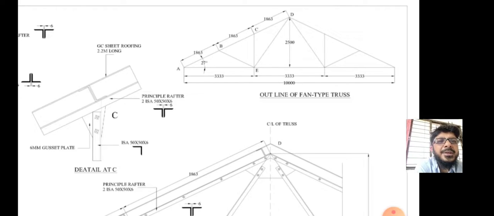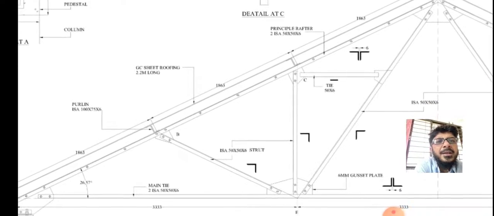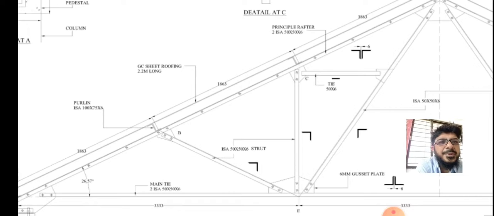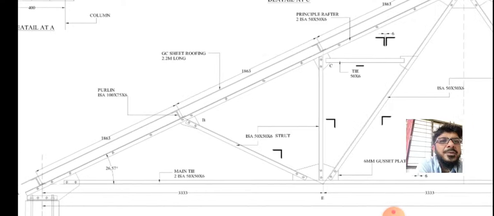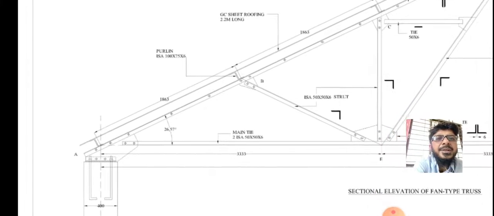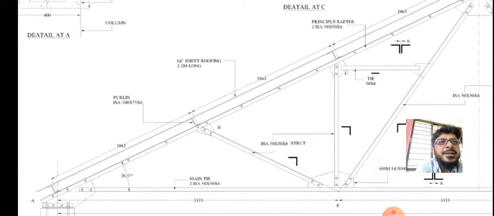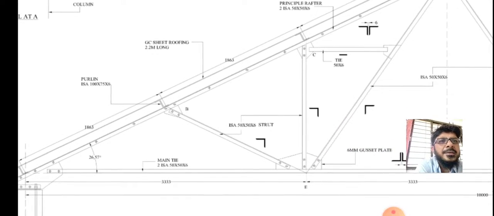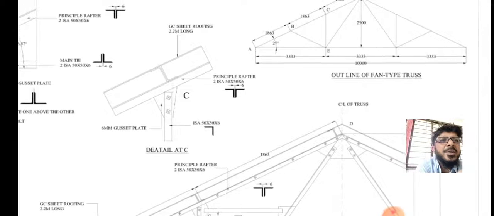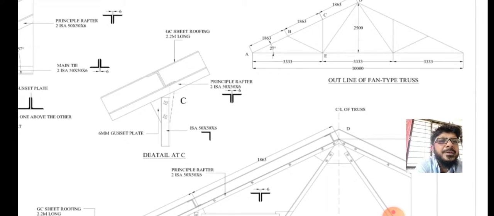So how to estimate? Here we can see all the lengths of the members are given, and sections are also given. For estimation we need dimensions: for members we need cross sectional dimensions and the length of the members, and for gusset plates we need sections. So we want all the dimensions of the members.